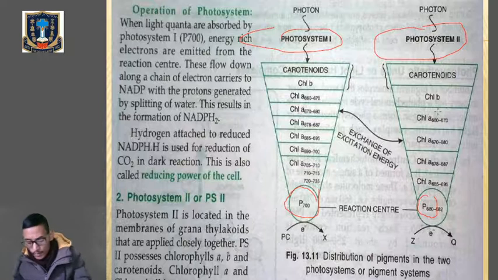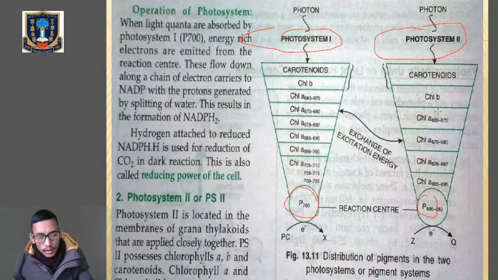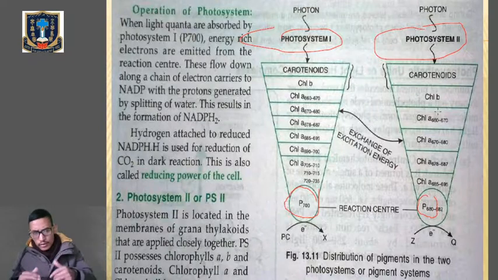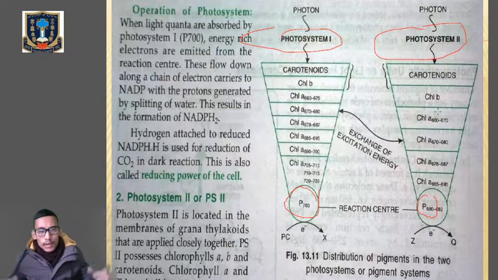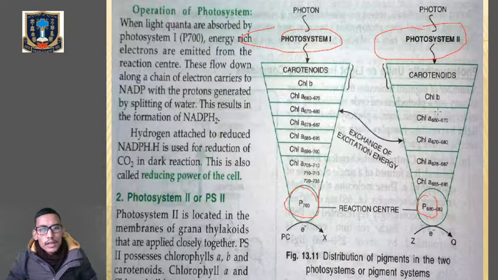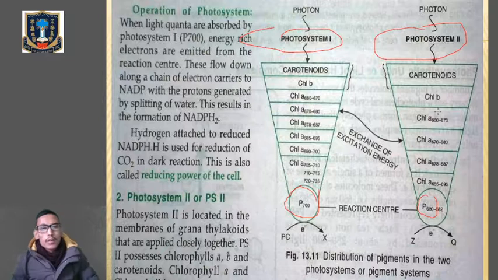So PS1 has got more chlorophyll A compared to chlorophyll B and carotenoids. It has the absorption wavelength of P700. It is also called P700 because it can absorb light having a wavelength of 700 nanometers. Now let's talk about the operation of PS1. That we'll discuss in detail in another class, but just for now briefly look over there. When light quanta are absorbed by the PS1 P700, energy rich electrons are emitted from the reaction center. This flows down along a chain of electron carriers to the NADP with the protons generated by splitting of water. This results in the formation of NADPH2.